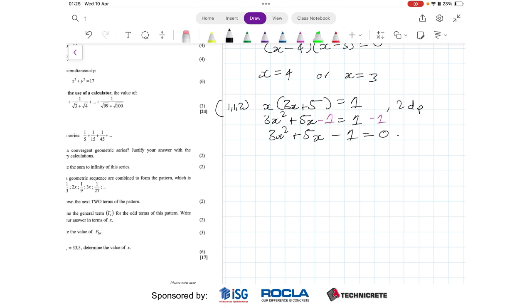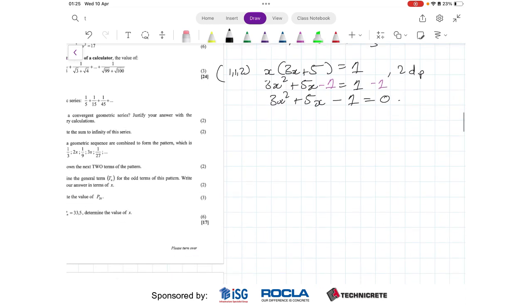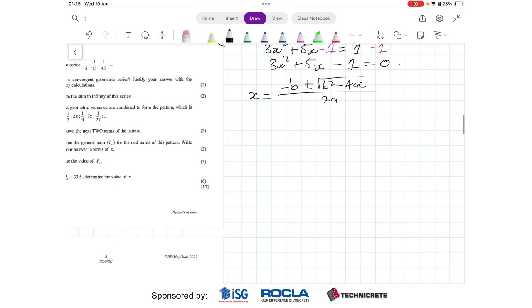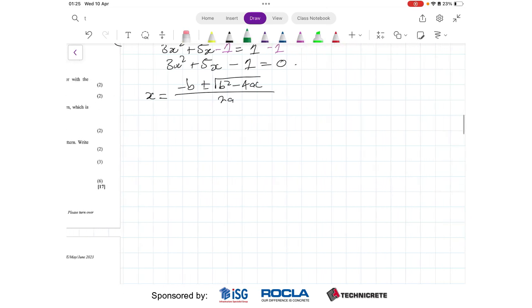Wonderful. So now, since we have standard form, because our question told us that we need to correct to 2 decimal places, we summon the power of the quadratic formula. What does it say? It tells us that x is given by the negative of b plus minus the square root of b squared minus 4ac, all over 2a. We already know that because of our standard form ax squared plus bx plus c equal to 0, b equals 5, and c equals minus 1.